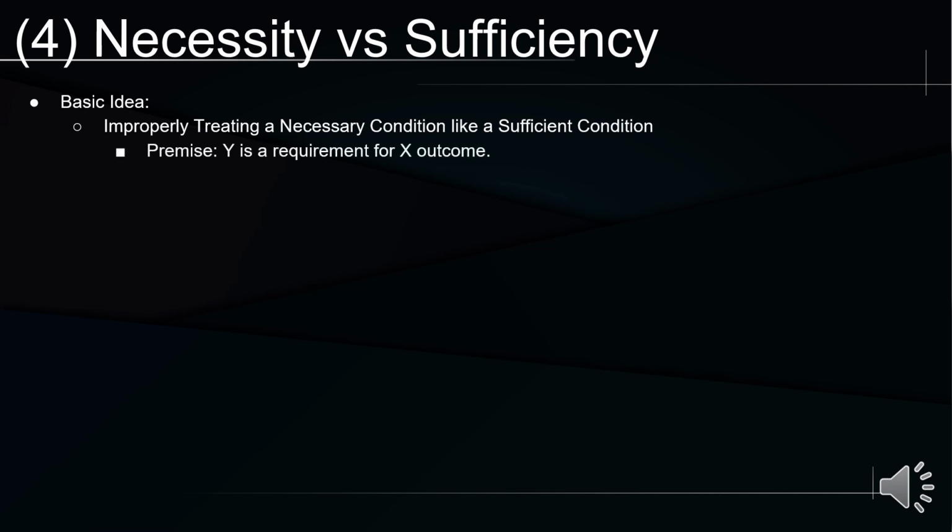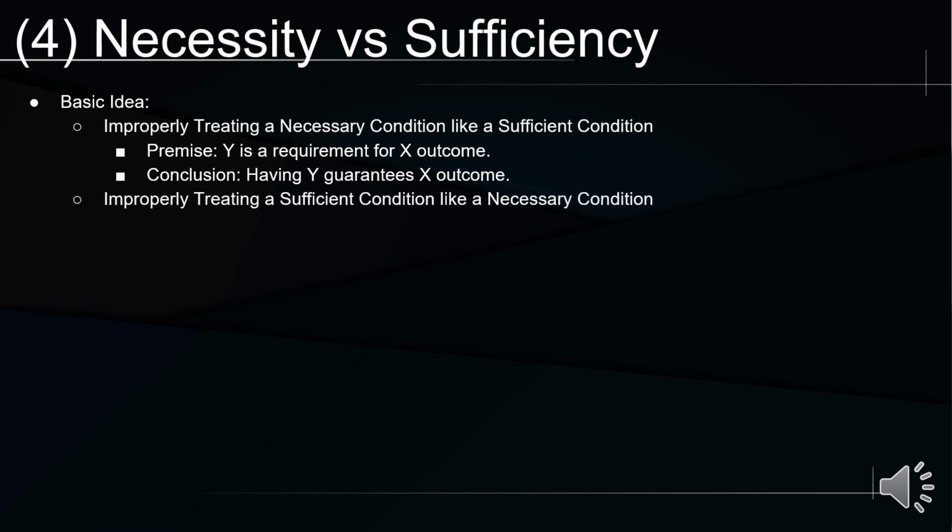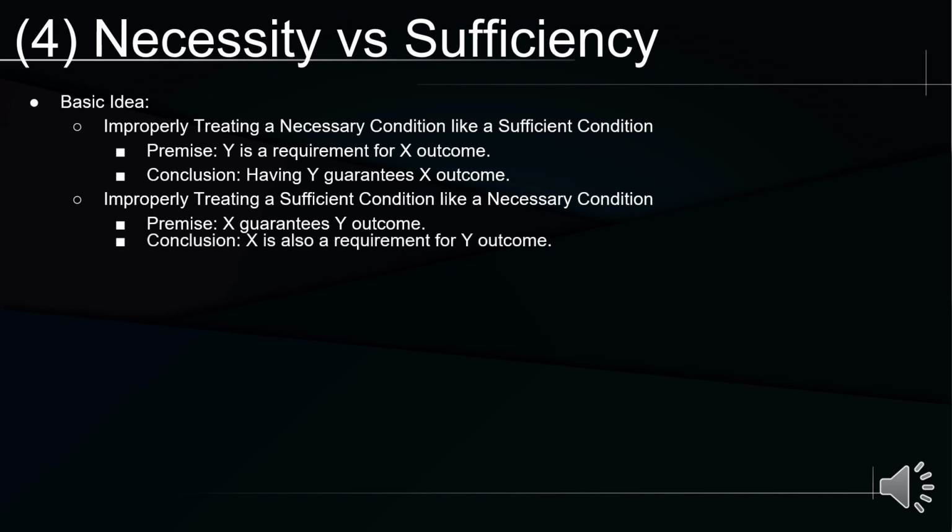In this one, the premises will usually tell us that condition Y is a requirement for X outcome. The conclusion is, okay, therefore, because we have Y, we are guaranteed X outcome. Now let's go to the other variant, which is the reverse: improperly treating a sufficient condition as if it is a necessary condition. In this one, the premise is X guarantees Y outcome. If X, then Y. The conclusion is going to be that X is also a requirement for Y outcome.